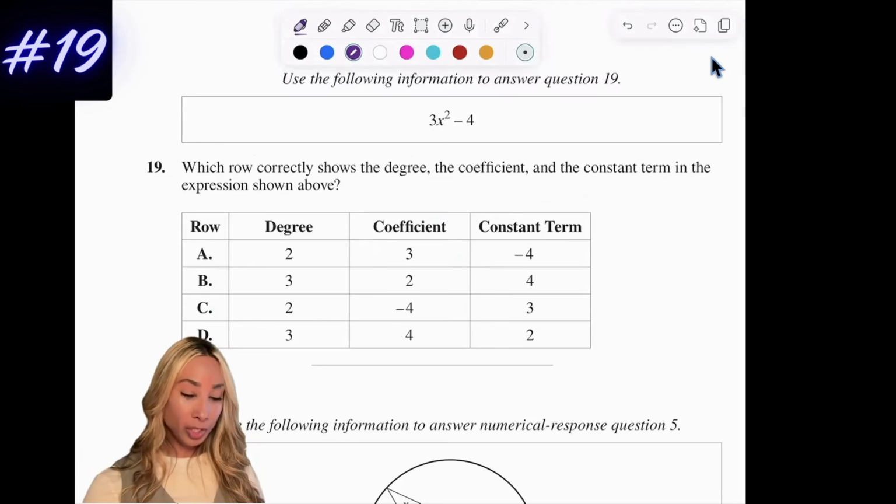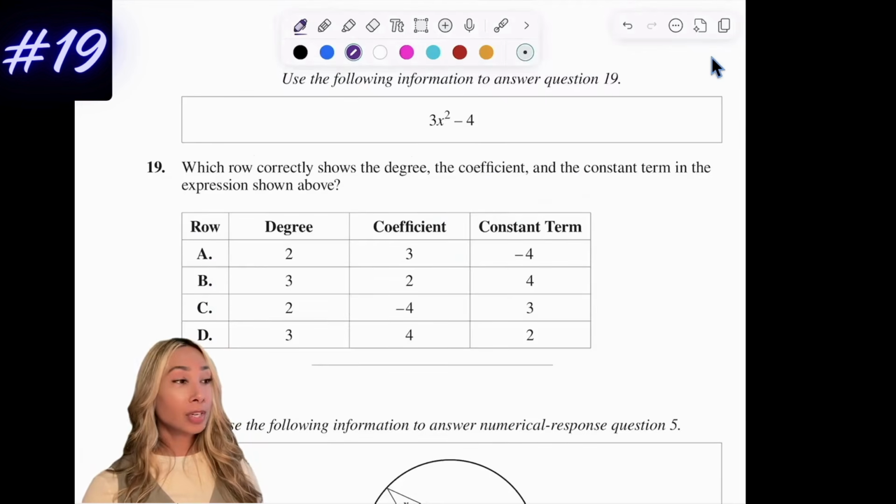All right, number 19. So we want to know which row correctly describes the degree, the coefficient, and the constant term in the expression.